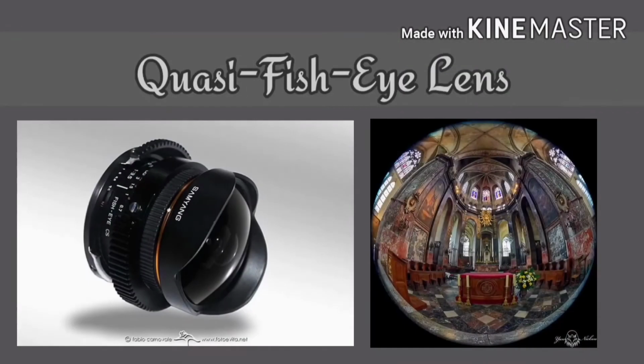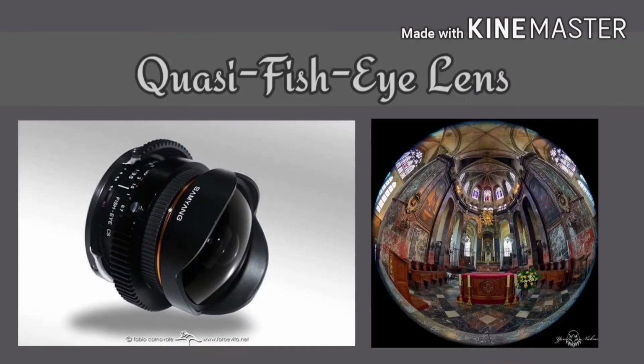Next is the quasi-fisheye lens. A quasi-fisheye lens is a lens or a lens attachment producing an image that covers the entire frame. In a true fisheye lens, the circular image is completely within the frame.